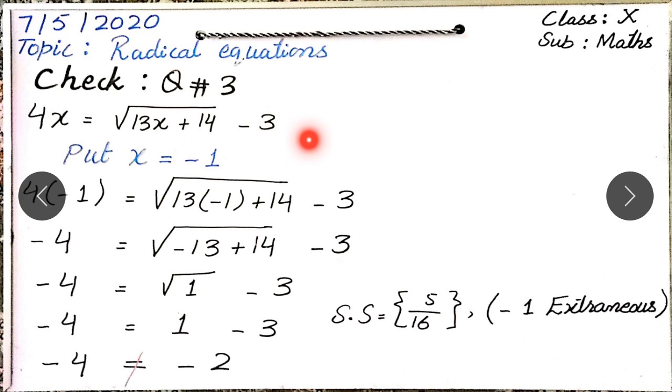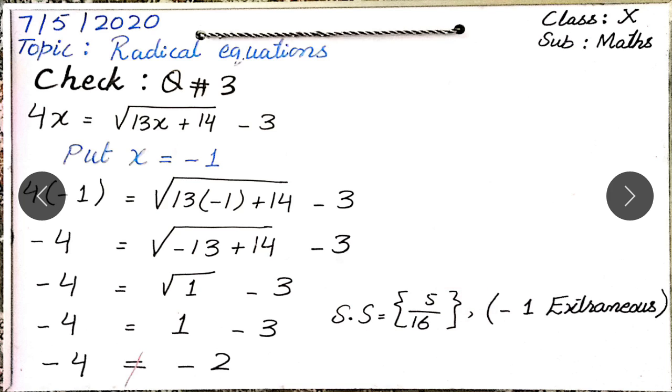You have to write the original equation, then you have to put the values or the answers of x that are found. X is equal to minus 1, you put minus 1 instead of x, and as a result you can see that both sides of the equation are not equal. It means the equation is not satisfied. So we can say here that minus 1 is the extraneous solution because it has not satisfied the equation.